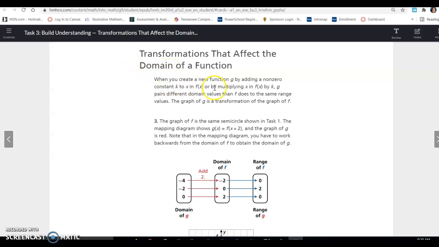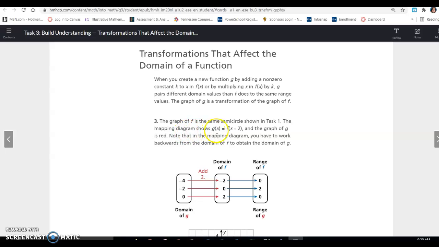So when you create a new function g by adding a non-zero constant k to x in f of x, or by multiplying x in f of x by k, g pairs different domain values than f does to the same range values. The graph of g is a transformation of the graph of f. The graph of f is the same semicircle shown in task 1. So we're starting with the same semicircle we started with in task 1.